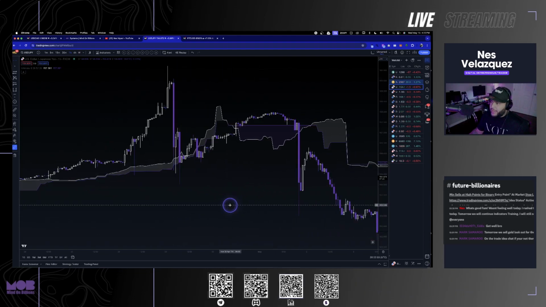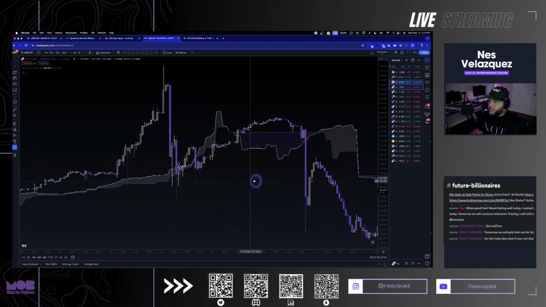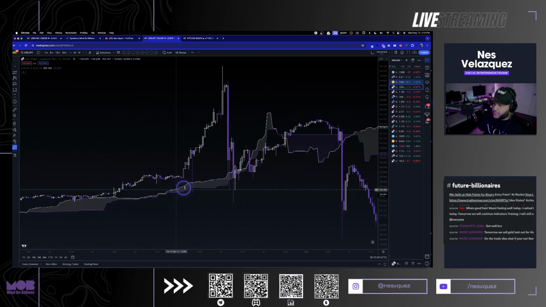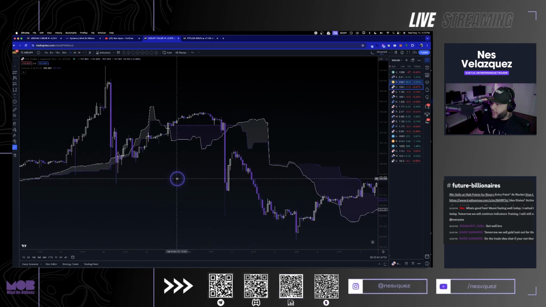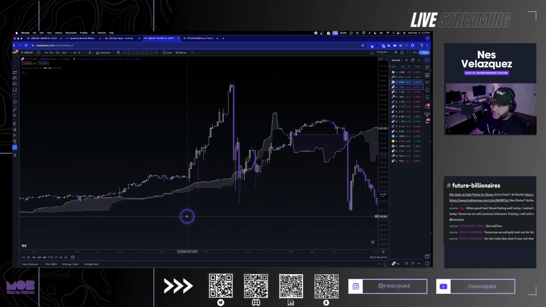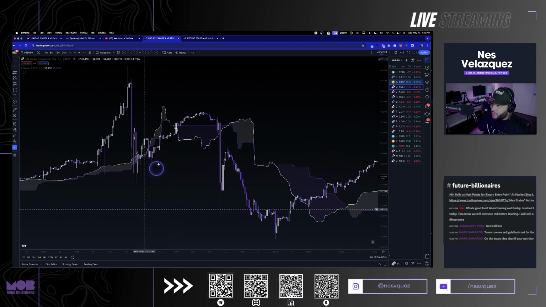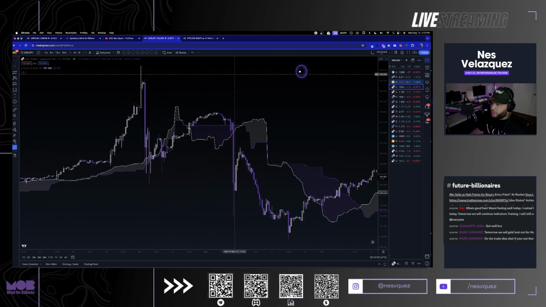So I like to use this in combination with other indicators. This is all I really need from the Ichimoku side. This is telling me everything I need. To me, it provides strong enough signals. So if I see the market crossing up my clouds, strong signal for a buy. If I see the market crossing down my clouds, strong signal for a sell.